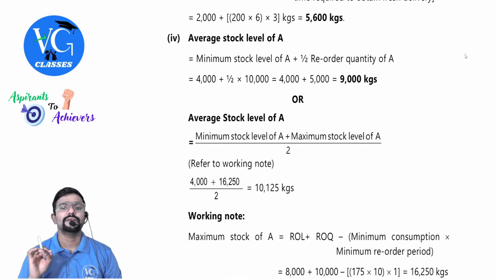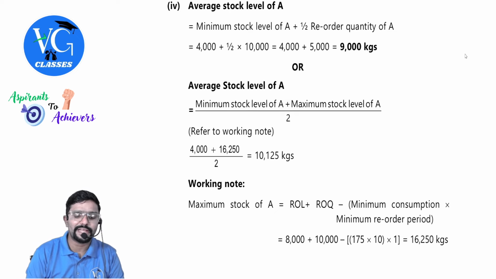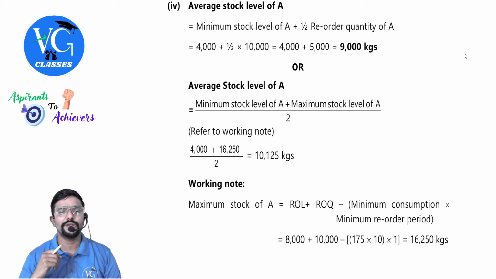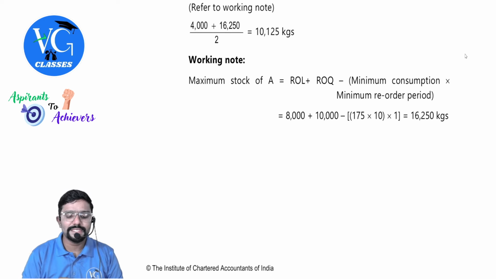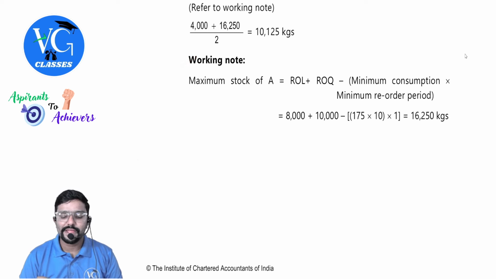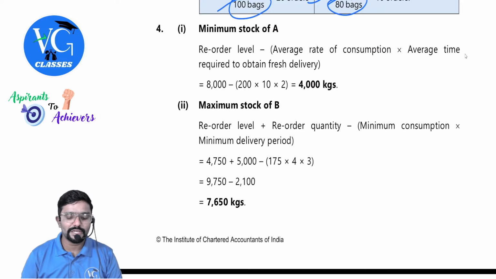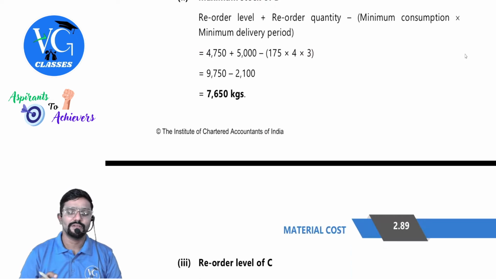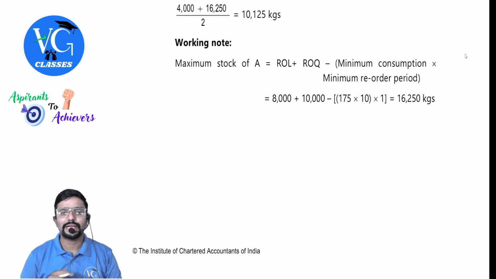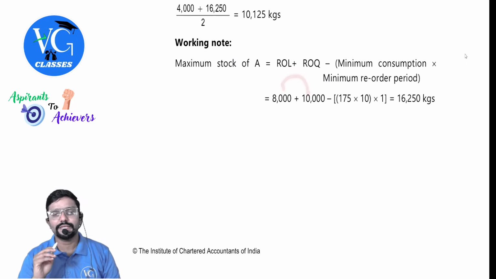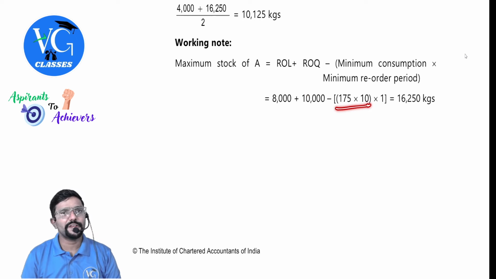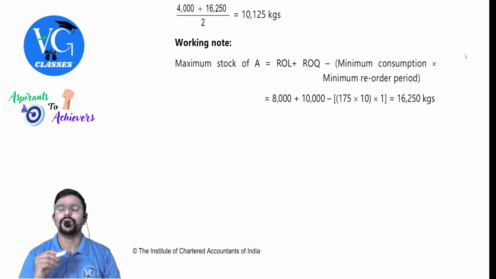Next, average stock of A. A is asked. Minimum plus maximum whole divided by 2. That is the first priority actually for us. Minimum plus maximum whole divided by 2, guys. So maximum, they have done it as a working note, you can see. For A, ROL plus ROQ minus minimum consumption into minimum reorder period. Sir, we did maximum here, no sir, that was for B. Only A, for A we have done only minimum. Okay, that is why we are doing a working note for maximum. Okay, sir. 8,000 and 10,000 minus 175 into 10 into minimum reorder period 1. You will get how much?